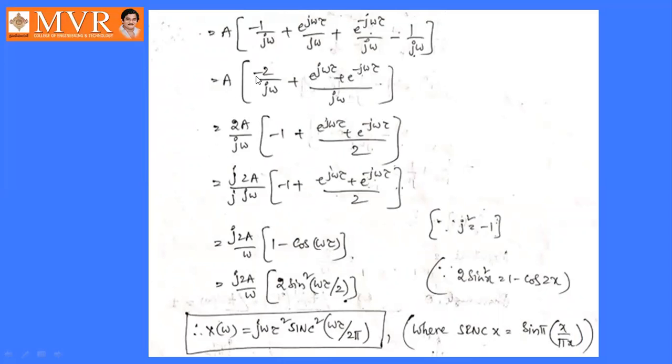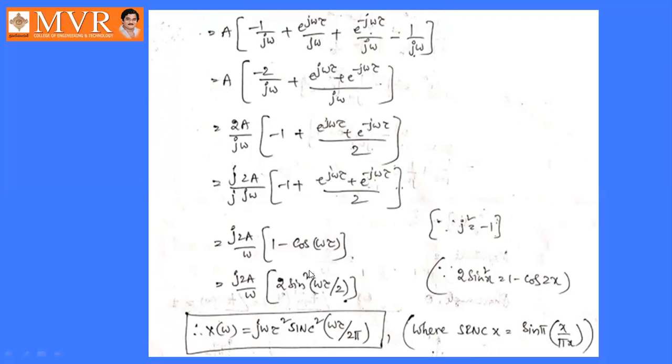Taking 2a by j omega as common, it is minus 1 plus e power j omega tau plus e power minus j omega tau by 2. This is nothing but cos omega tau, right? So j into 2a by j into j becomes j square, and j square is minus 1, so minus 1 gets common, so it becomes j into 2a by omega into 1 minus e power j omega tau plus e power minus j omega tau by 2. This is nothing but 1 minus cos omega tau.